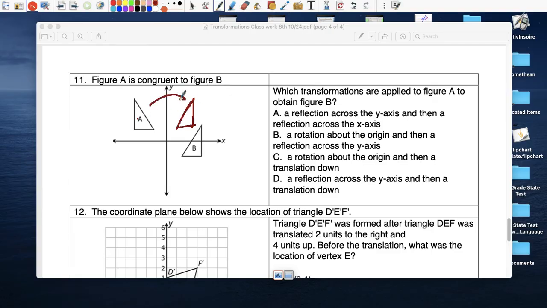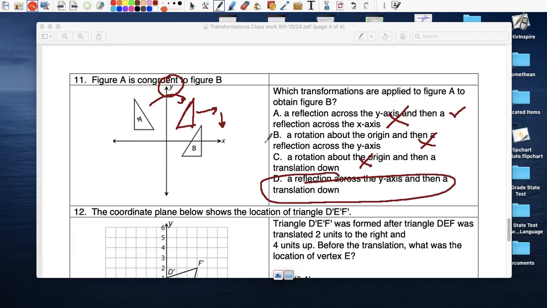Now, after a reflection, we got to make this triangle go to the right and then down. So definitely a reflection over who? Over the y-axis. So reflection over the y-axis. This one says reflection of y. And then a reflection over the x-axis. No. A rotation. No. A rotation again. No. A reflection over the y-axis and then a translation down. There we go. That's the one we want.